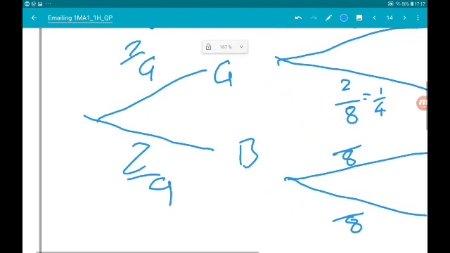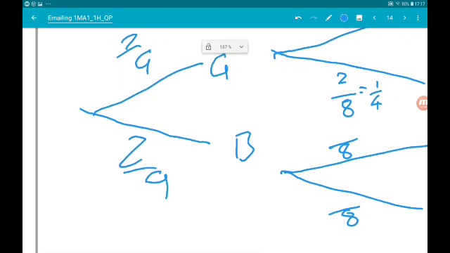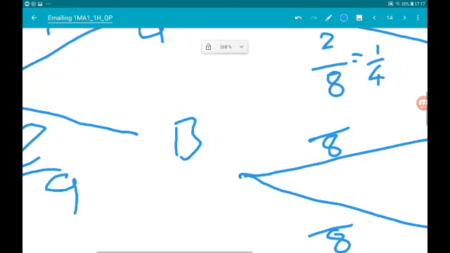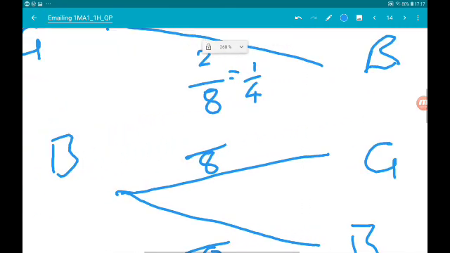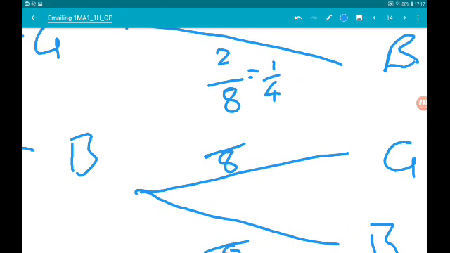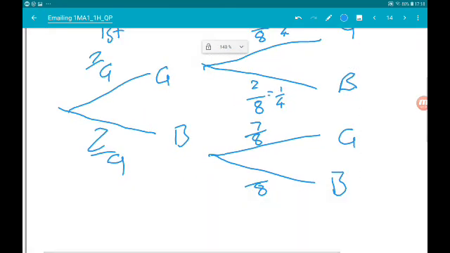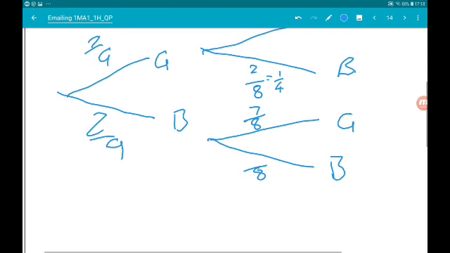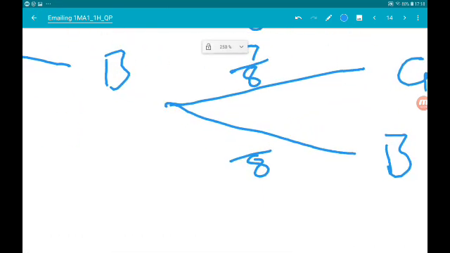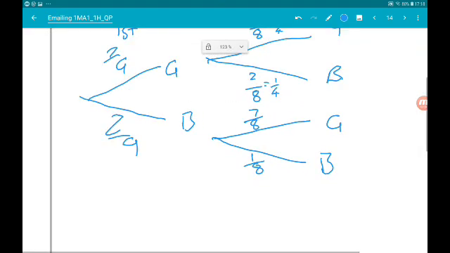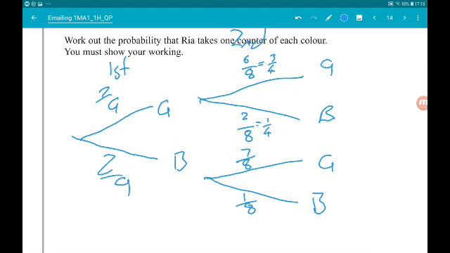Or, if she takes a blue on her first choice, there's now 1 less blue. So the probability of getting a green is 7 out of 8. And now there's only 1 blue left in there. So the probability of getting a blue is now 1 out of 8. So there is our tree diagram.